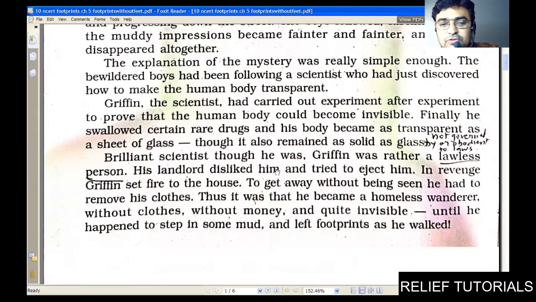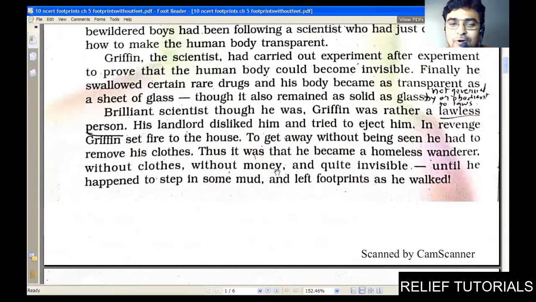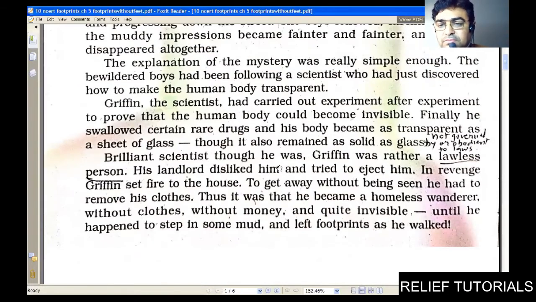Brilliant scientist though he was, Griffin was rather a lawless person. Lawless person, friends. Brother who doesn't believe in government, who doesn't believe in laws set by the system and government. So anarchy could be frequently seen by him. His landlord, he was living maybe in a rented house, disliked him because of his temperament and tried to eject him, kick him out of his house. So he was running by hurting or harming that landlord as a part of taking revenge. And he was seen by these two boys.